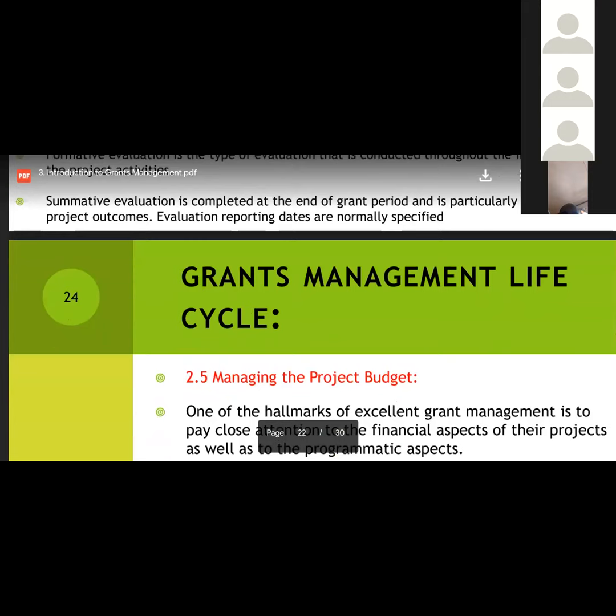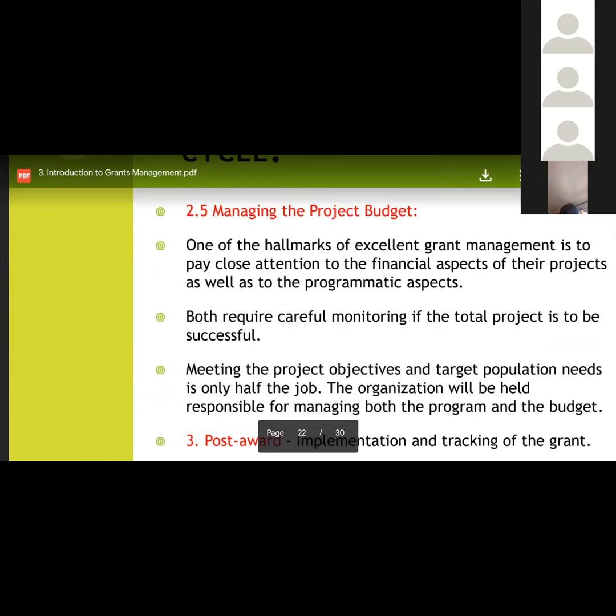Now, the other thing in this award process is the issue of managing the budget. And during the management of the budget, it's always good to make sure that we pay close attention to the financial aspects of the project as much as possible. And this normally requires very careful monitoring so that the total project becomes successful because of the monitoring process that we put in place.